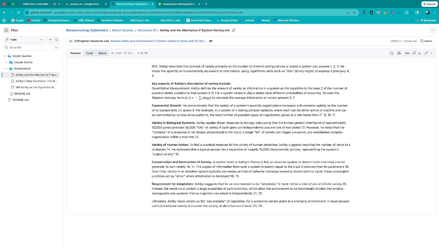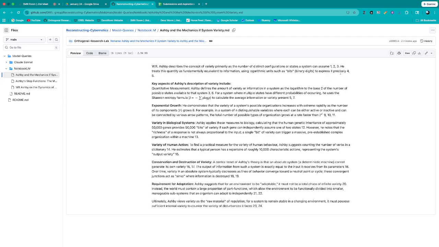So the key aspects of Ashby's description of variety include quantitative measurement. Ashby defines the amount of variety or information in a system as the logarithm to the base 2 of the number of possible states available to that system. So I guess it's similar to Shannon entropy, the way he thought about it. But he is explicit about using base 2.